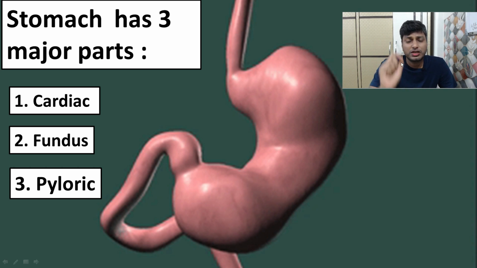Dear students, the stomach is divided into three basic parts. What are the three basic parts of the stomach? Come on, very quickly. The upper region is known as cardiac, the middle portion is known as fundus, and the lower portion is known as pyloric. Let me repeat again. Can you repeat with me, guys? The first is cardiac, the second is fundus, and the third is pyloric. Let me show you each of them individually.